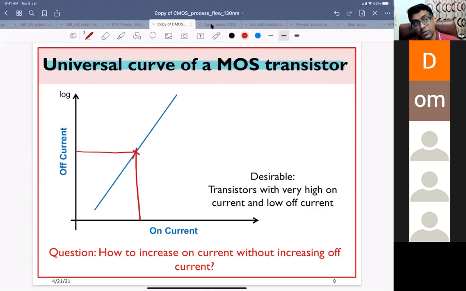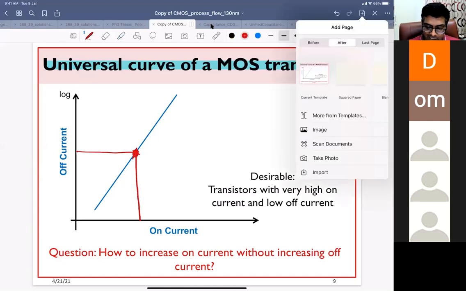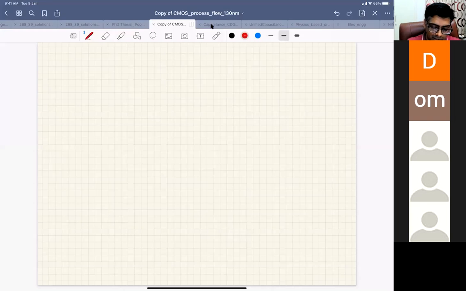But you could ask me a question, right? Universal curve, I told you, the on current and off current of a transistor are fixed. That means I will only have a single point for a single transistor, right? Then how can I get this universal curve of a technology? So what is generally done is you have your nominal transistor. Let's say in 180 nanometer technology, your nominal transistor is a 180 nanometer long transistor, right? That is your nominal gate length, right?